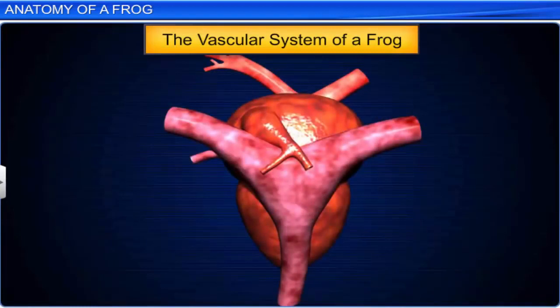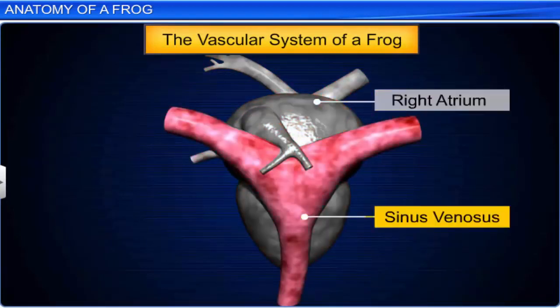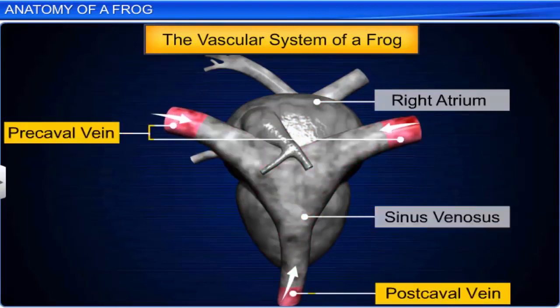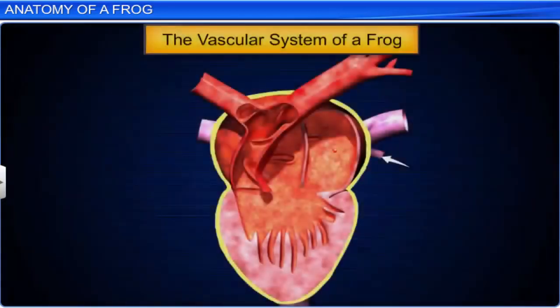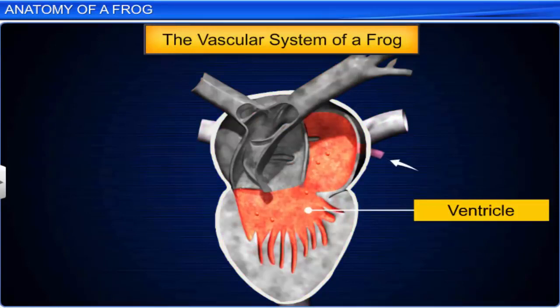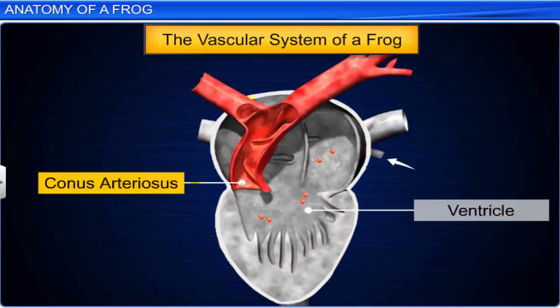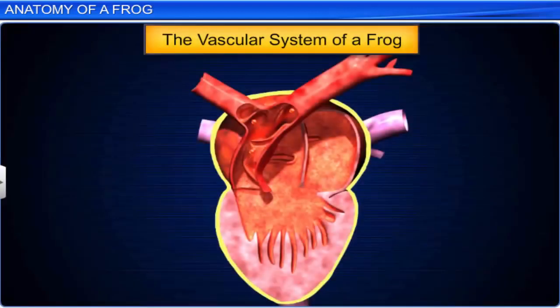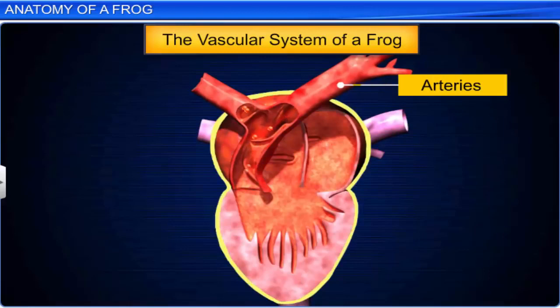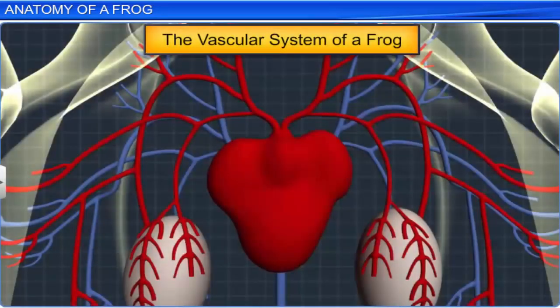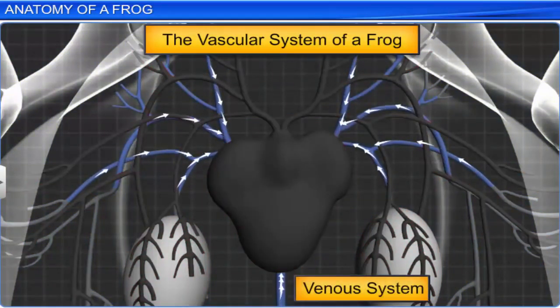The right atrium is connected to the sinus venosus, which receives blood through the major veins called vena cava. The oxygenated blood is then pumped into the ventricle, which opens into a sac-like structure called the conus arteriosus, after which it is distributed to different parts of the body by arteries of the arterial system. Deoxygenated blood from the different parts of the body is collected by veins or the venous system and is pumped into the heart.